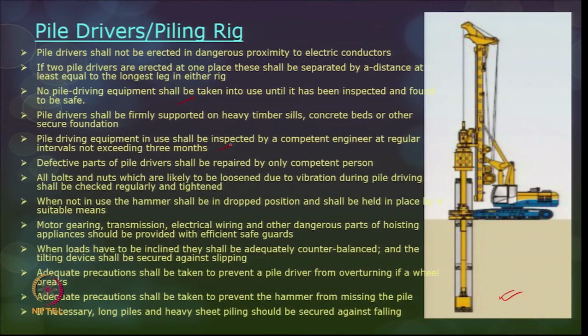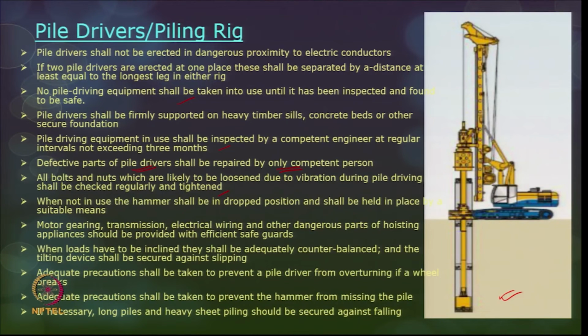Before that, the inspection should have been done, and during inspection if any defective parts are identified, they should also be repaired and again inspected by the same competent person. All bolts and nuts which have come loose because of the vibration due to the pile driving mechanism should be checked regularly and tightened. When not in use, the hammer shall be in the drop position and not in the hanging position, and shall be kept in place by suitable means.